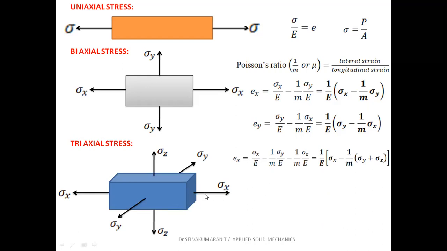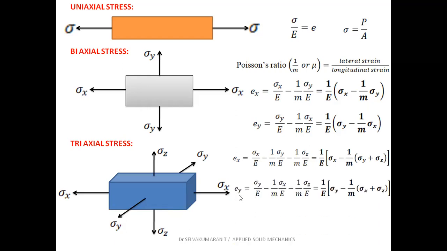So when you consider only the x, the lateral strain, that is in y and z direction, is getting decreased, compressed. So I have to introduce minus sign here. So minus 1 by m into sigma y by E, which is nothing but the longitudinal strain in y direction, and minus 1 by m into sigma z by E, which is the longitudinal strain in z direction. So E, take it as common, 1 by E into sigma x minus 1 by m into sigma y plus sigma z.